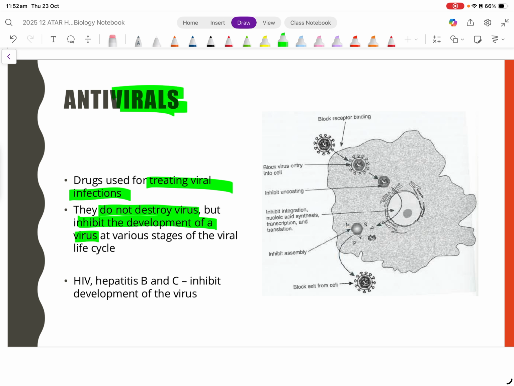So, for instance, okay, we have HIV, hepatitis B, hepatitis C, and what we're doing with antivirals for these particular viral infections is we're inhibiting their development. We're stopping them from being able to reproduce.